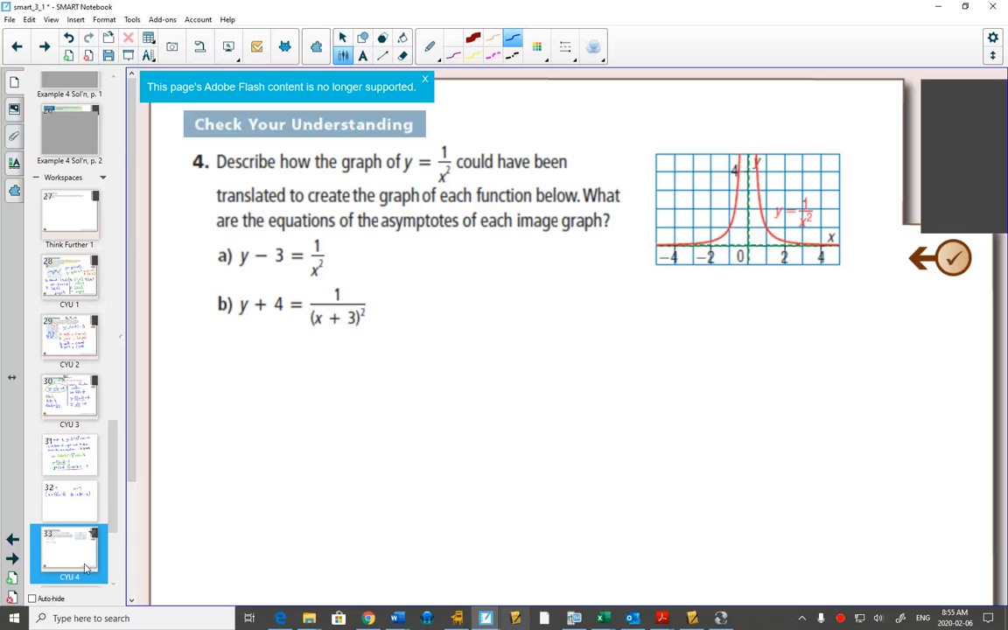So let's go to example 4. Describe how, so here the key word is describe, how the graph of y equals 1 over x squared could have been translated to create each of the graphs below. What are the equations of the asymptotes on each image graph? The first thing I'm going to do on this one is label these asymptotes a little more clearly: x equals 0 and y equals 0.